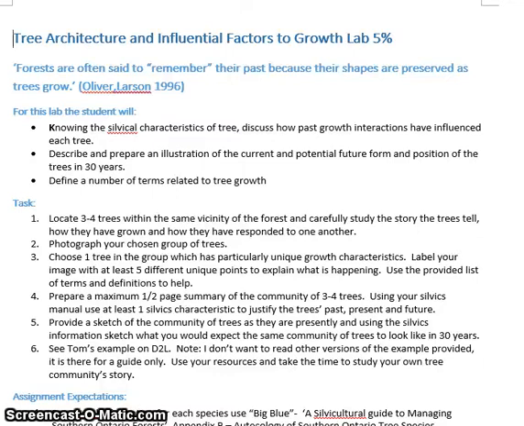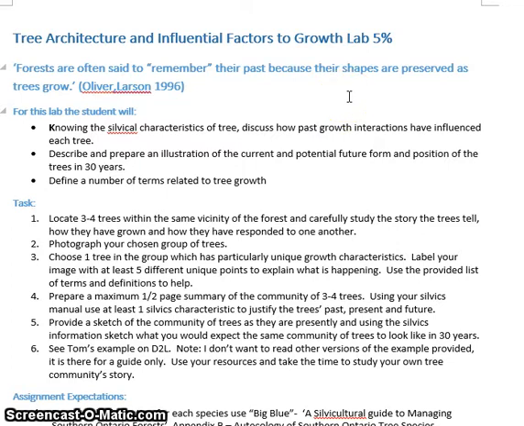These are the details for the tree architecture and influences and factors to growth lab that we're going to do in the field. It's 5%. Forests are often said to remember their past because their shapes are preserved as trees grow. And that's the amazing thing I find about trees: you can tell so much about it. You can tell the story of what that tree is telling us based upon how it grows.